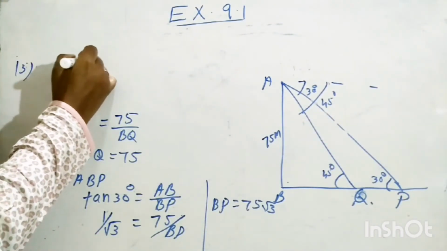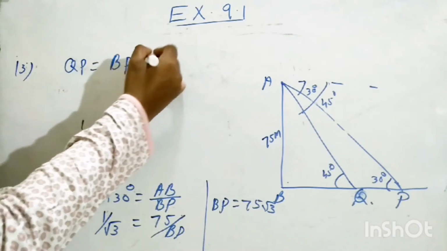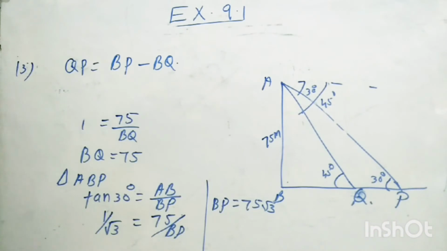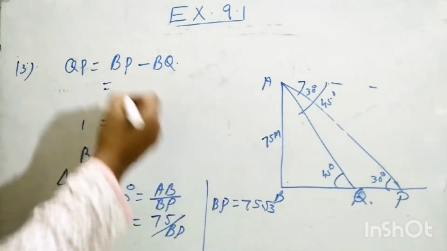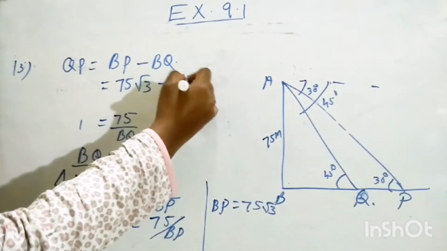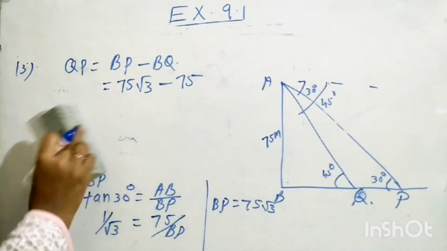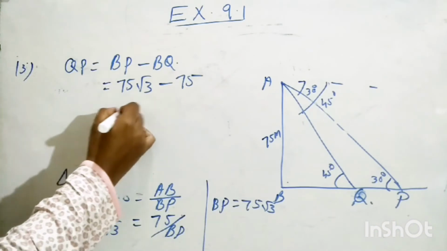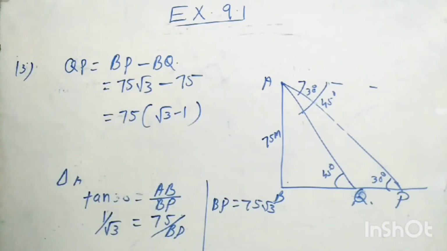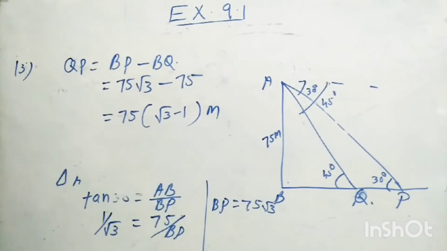That QP is actually BP minus BQ. What is our BP? 75 root 3 minus BQ, 75. 75 is common, root 3 minus 1. Therefore, the distance between two ships is 75 into root 3 minus 1 meter.